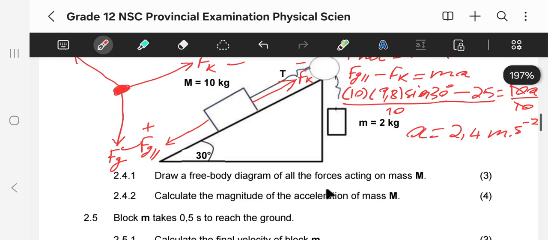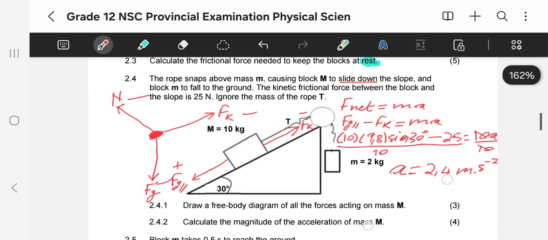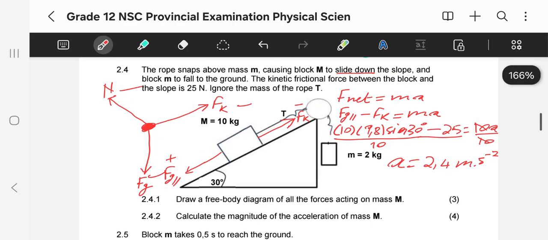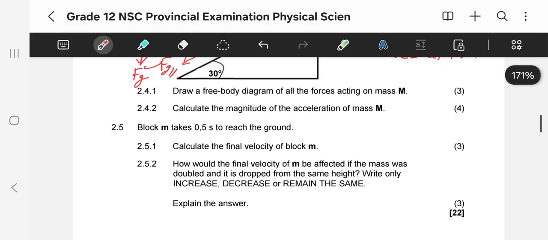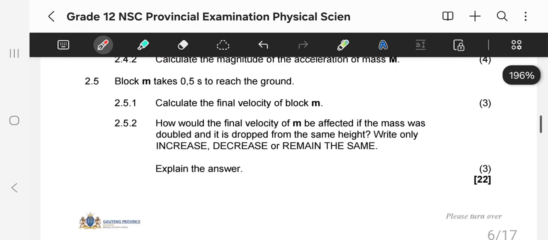And they said we must find what? The magnitude. We know that acceleration is a vector, but since they said find the magnitude, we need not worry about direction. But that's how you answer this one, guys. Hope it's making sense. Now we move on to 2.5.